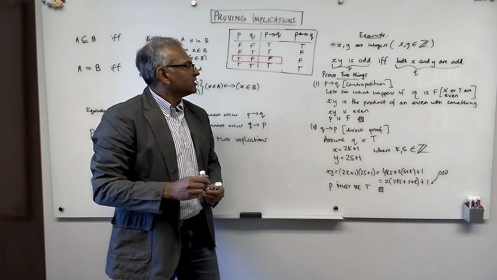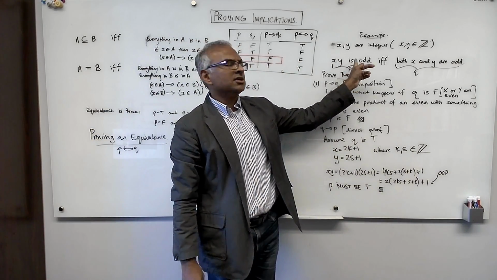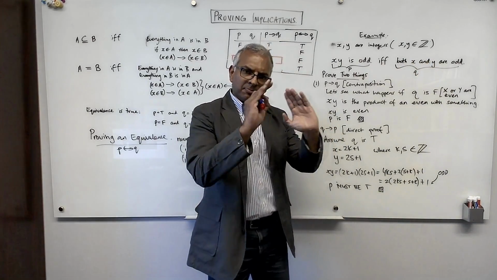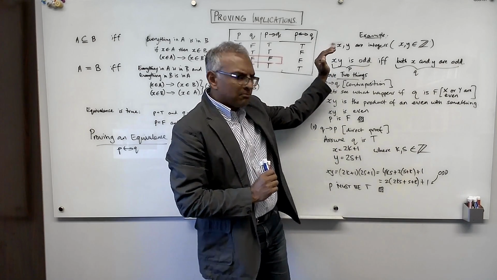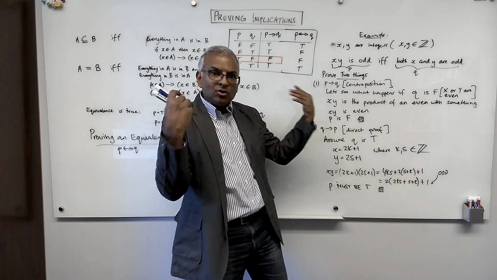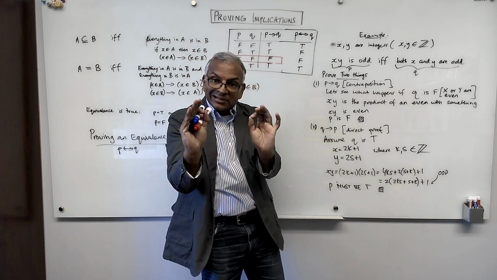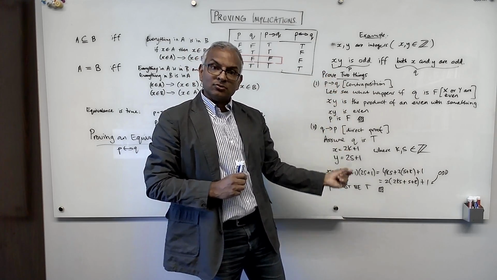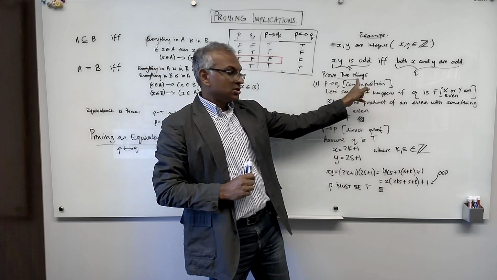And now we have proved the equivalence. We have proved that xy is odd if and only if x and y are odd. And the proving of this equivalence requires us to prove two implications. In this case, you have to prove those two implications separately. And in this case, we even use different proof mechanics to prove the implications. Here we use contraposition. Here we use direct.